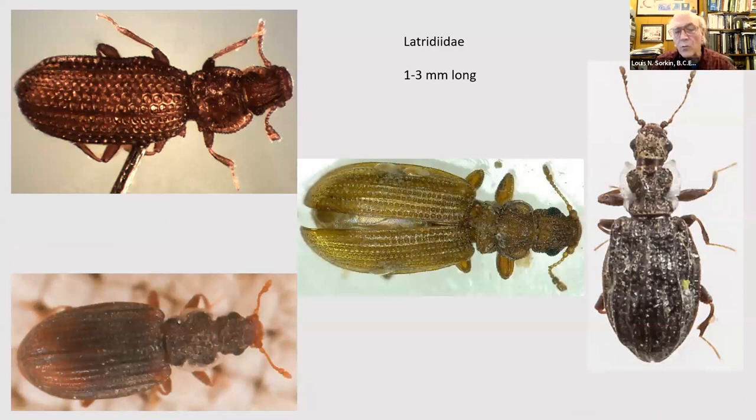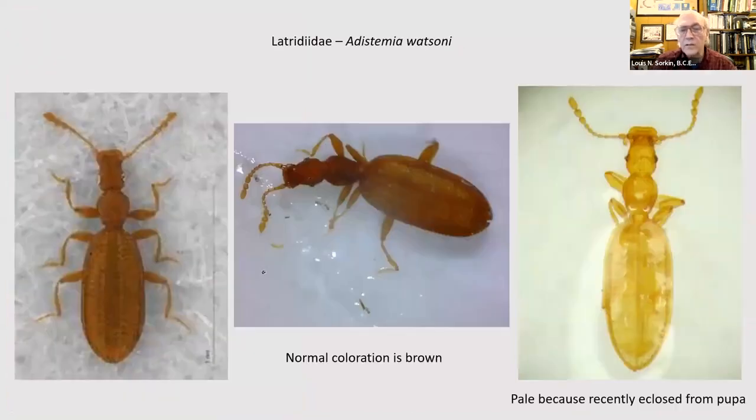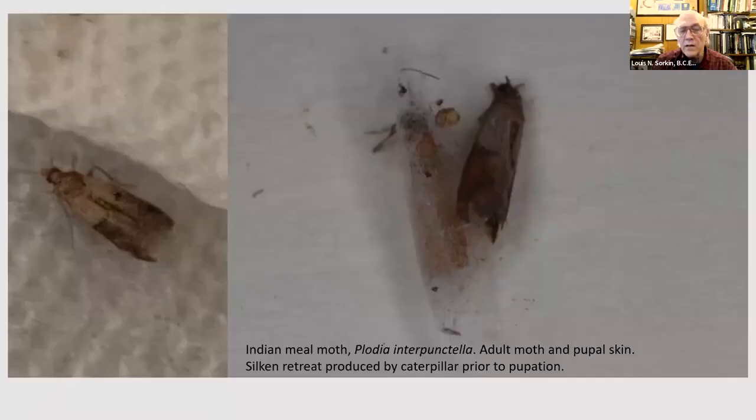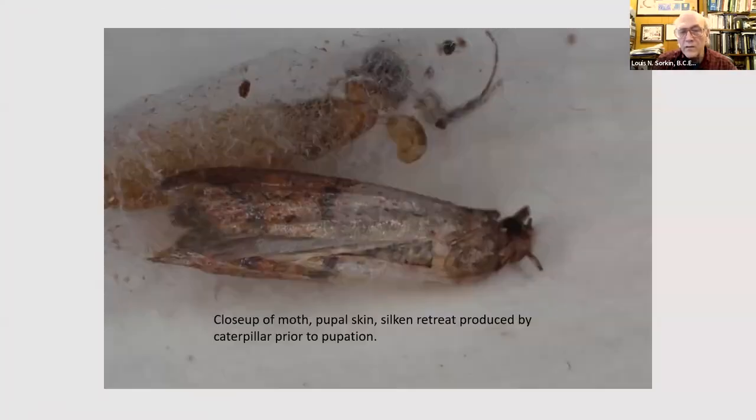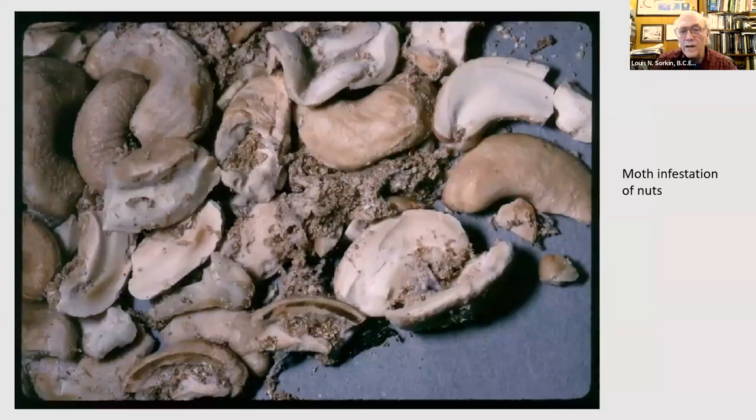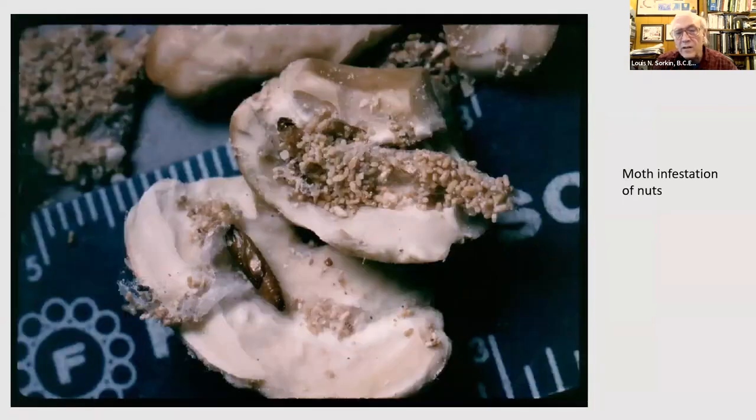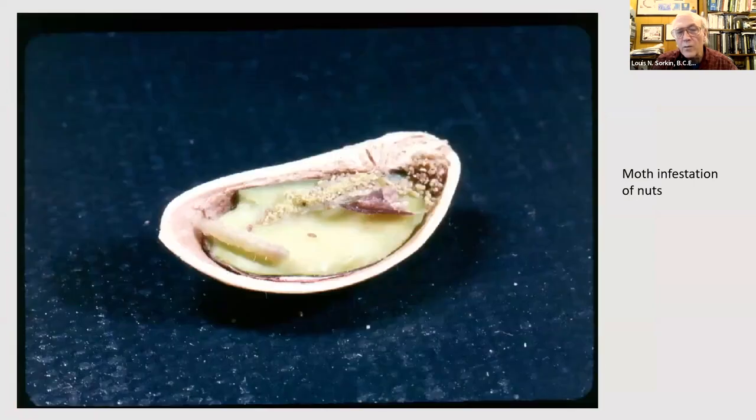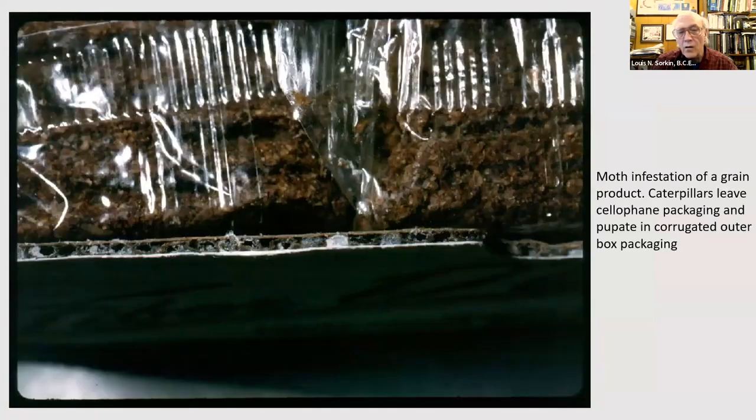They're actually mold and moisture associated, not so much stored food product beetles. So they're very distinctive looking. And a moth infestation. This is a Plodia moth, the Indian meal moth. And the moth infestation in nuts, you can see the droppings, pupa, larvae.